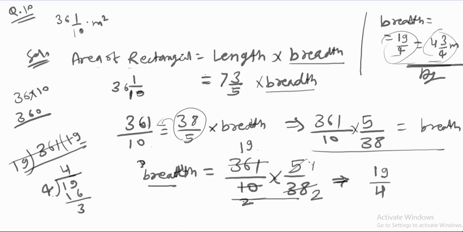Now come to the next question. Have you understood? Area of a rectangle is equal to length into breadth. Now come to the next question. Question number 11. The weight of 20 books is 15 and 2 by 3 kg. Find the weight of one book. We have here 20 books and their weight, right? So we have to find the weight of one book.